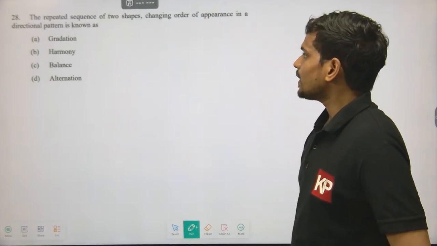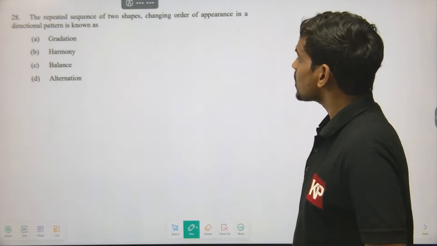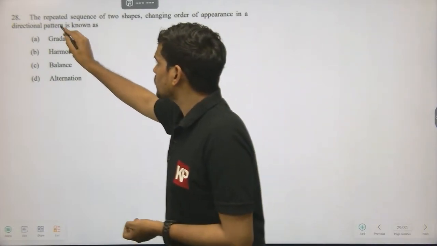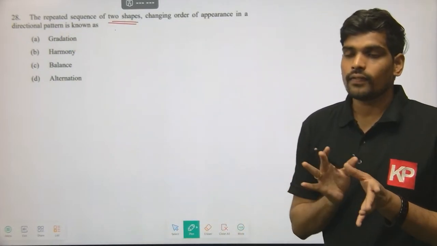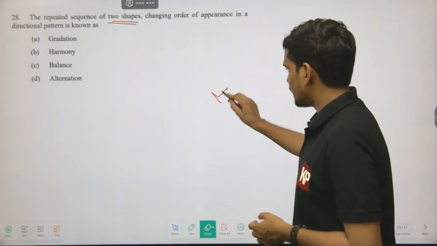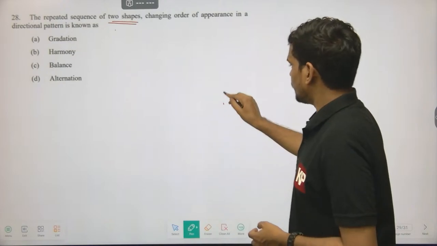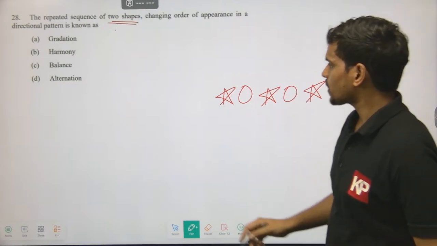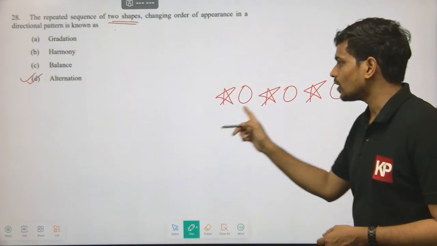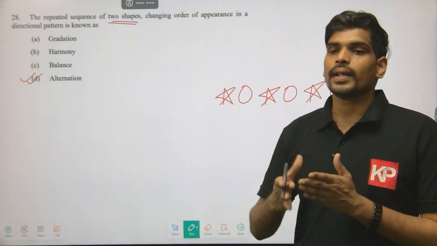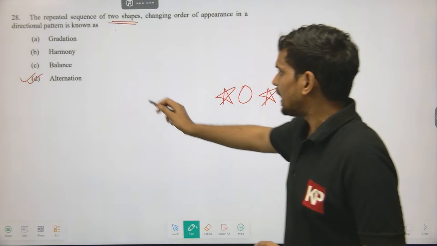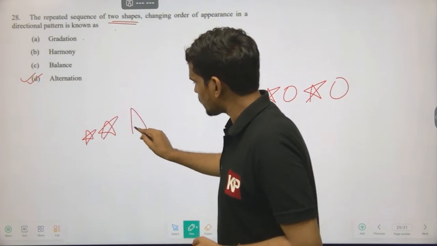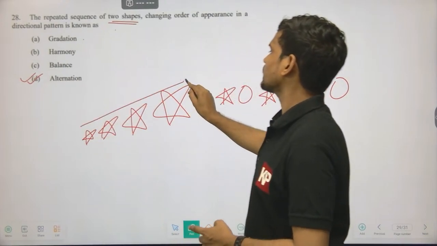Next one, the repeated sequence of two shapes changing order of appearance in a directional pattern is called. So if there's a repeated sequence of two shapes, if there are two different shapes, something like say there is a star and a circle, it is repeating but not the same shape, alternating. So from the given options, alternation is the correct answer. So this is called alternation, the same thing repeating but repeating in the order of two different shapes. Gradation is basically repetition with a gradual increase. If I draw something like this, it is repetition but with a gradual increase. This is called gradation.